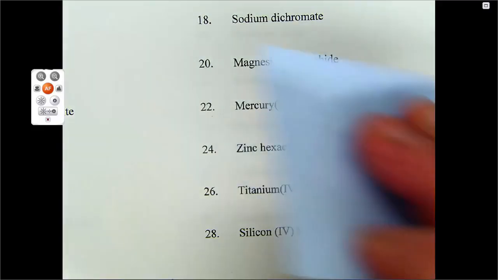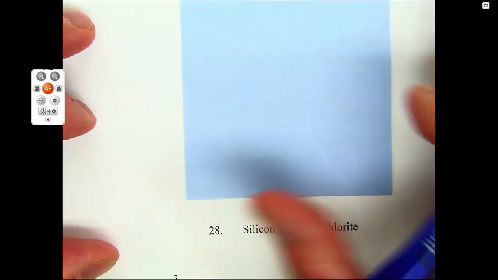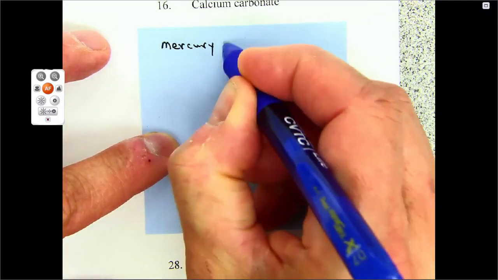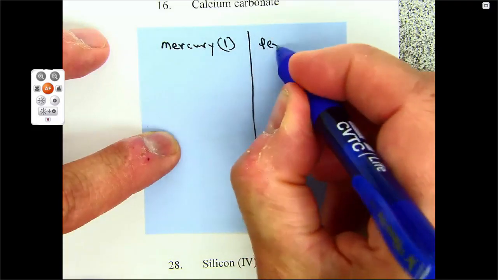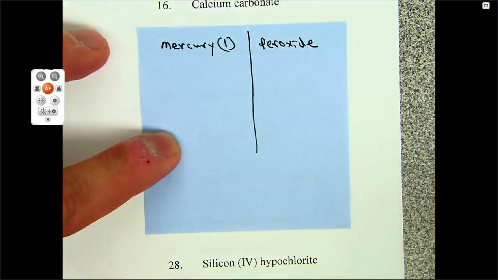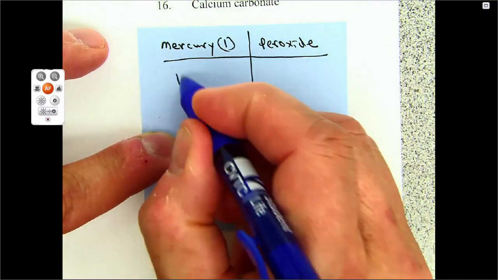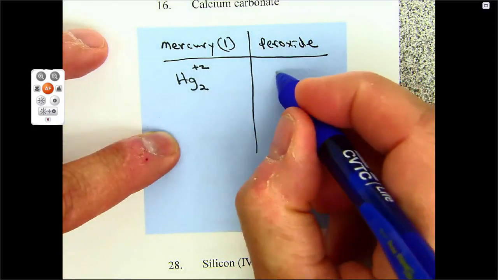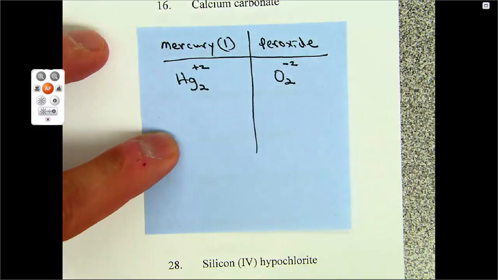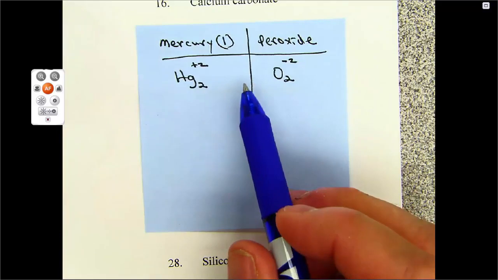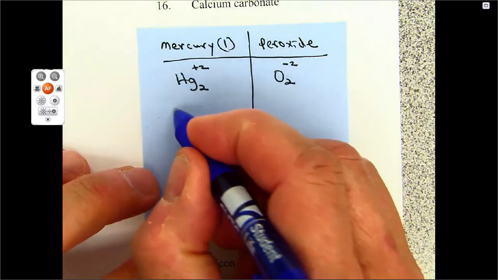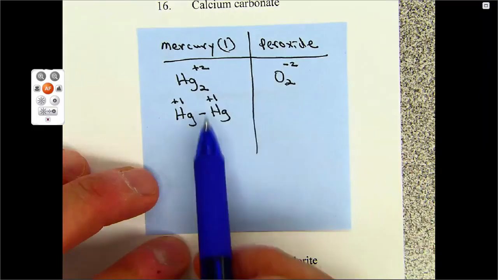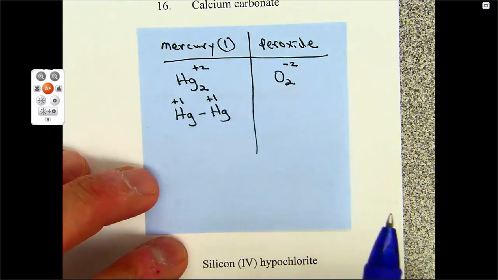So here's where I want to take a time out here and explain a couple things. So, mercury 1 and peroxide on this side. So mercury 1 is Hg2 plus 2 on our pink sheet, and peroxide is O2 negative 2. Well, what it really turns out is there's actually 2 mercury 1s hooked together all the time. To be more stable, 2 of them are hooked together.